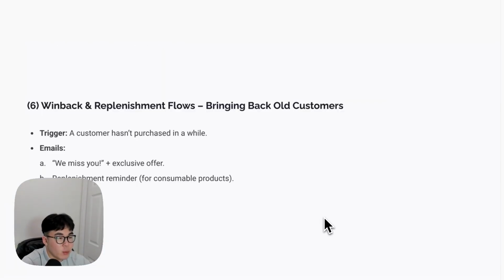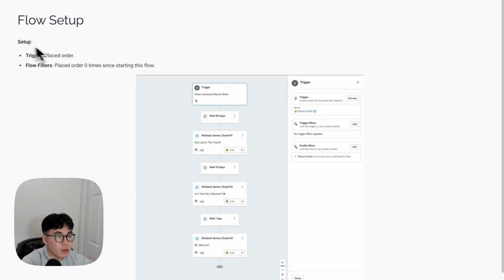Next, we have win back and replenishment flows, which will help you bring back old customers. The trigger for this is when a customer hasn't purchased in a while, and then for the emails we can do content like we missed you plus an exclusive offer, and also a replenishment reminder if it's a consumable product. So this is the flow setup. Trigger is place order, and it's place order 0 times since starting this flow, and depending on your purchase life cycle, you want to change the delay.